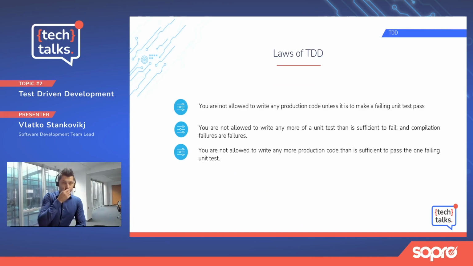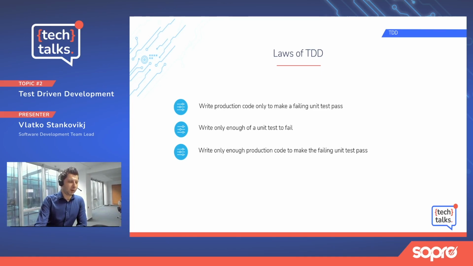What are the three laws of test-driven development? You are not allowed to write any production code unless it is to make a failing unit test pass. You are not allowed to write any more of a unit test than is sufficient to fail. You are not allowed to write any more production code than is sufficient to pass the one failing unit test. If you refactor these three sentences, they will look like this: write production code only to make a failing unit test pass. Write only enough of a unit test to fail, and write only enough production code to make the failing unit test pass.